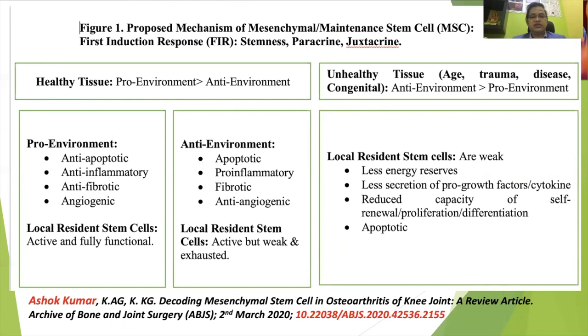And in an anti-environment, the local resident stem cells are weak. So basically in our human body, there are some local resident stem cells. As we know, after every few weeks, the skin layers, the epidermis, and the intestinal lining or our urogenital areas undergo renewal. How is this happening? This is happening because of these local resident stem cells, which are maintaining a healthy environment and preventing inflammation. That's why there should be maintenance stem cells.